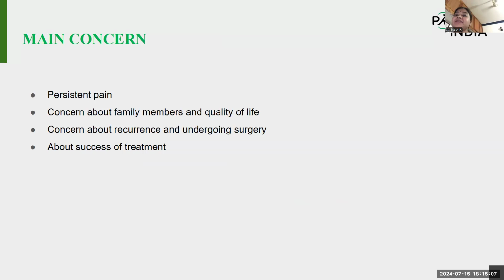His main concerns were persistent pain, concern about the family members and the quality of life, concern about recurrence and undergoing a surgery. And because it is a recurrence, he is again asking about the success of the treatment.